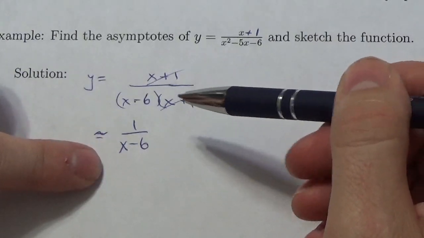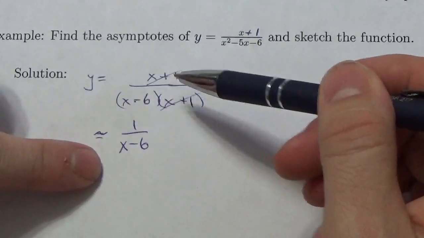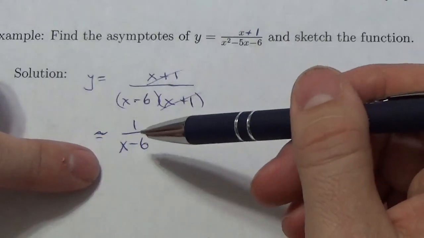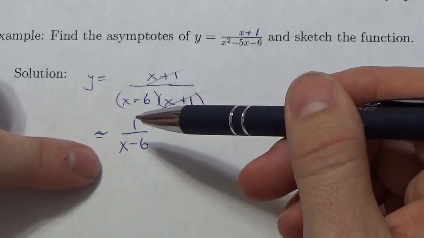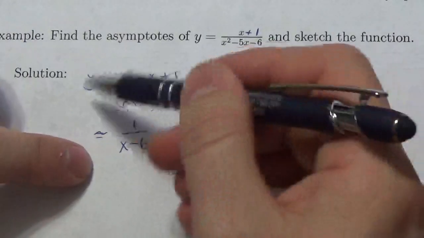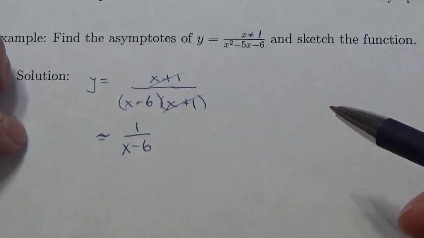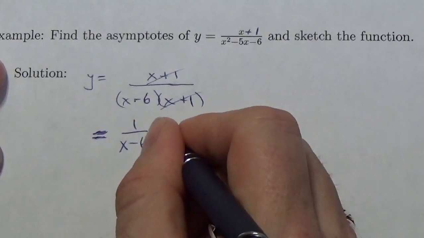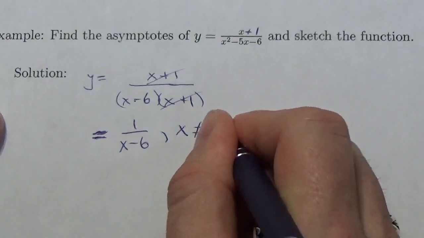If I plug negative 1 into the original, I get 0 over 0 because of the terms that I canceled, and that's undefined. But if I plug negative 1 into this, I get 1 over negative 1 minus 6, which is 1 over negative 7. That's okay. So negative 1 causes a problem here, but it doesn't cause a problem here. So they're not equal to each other. They're only equivalent. Now, I can make them equal to each other by simply including the restriction that x can't equal negative 1.